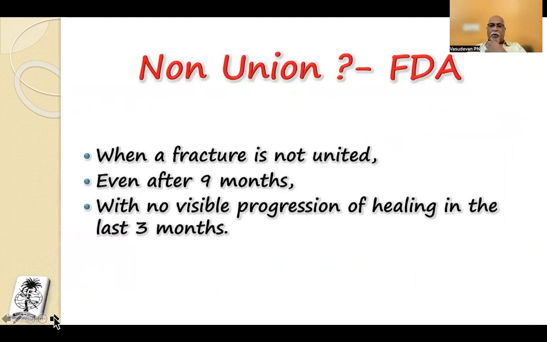So what do you mean by a non-union? A non-union is a situation where a fracture is not united even after 9 months with no visible progression of healing in the last 3 months. So that is the FDA definition.